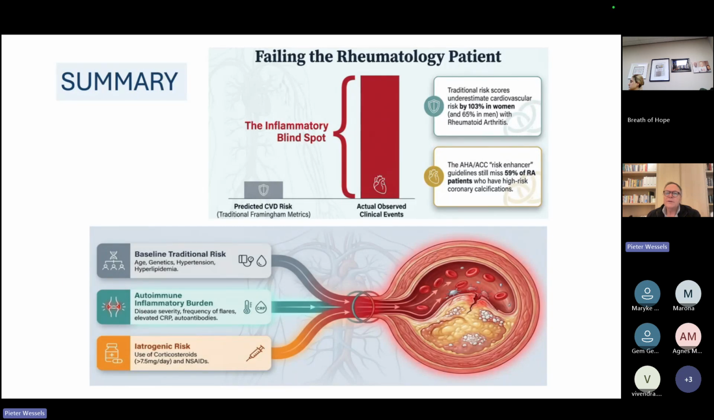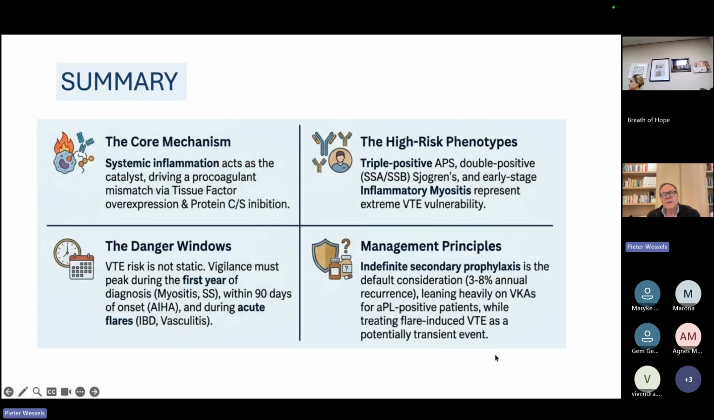You can see the blind spot in rheumatoid arthritis, and we know what the pathogenesis is. About venous thromboembolism, remember that systemic inflammation acts as a catalyst. It's driving the mismatch. I showed you that mismatch scale. In other words, you've got endothelial damage, you've got hypercoagulability, and often these patients are admitted.